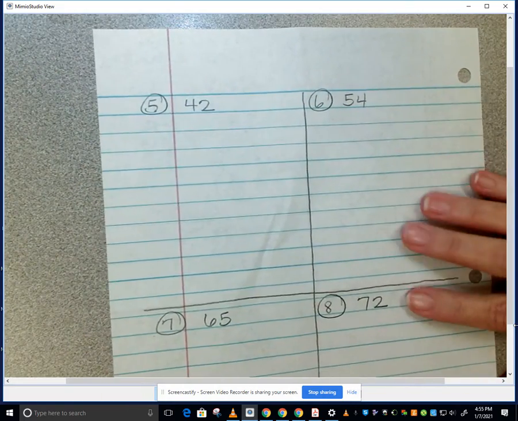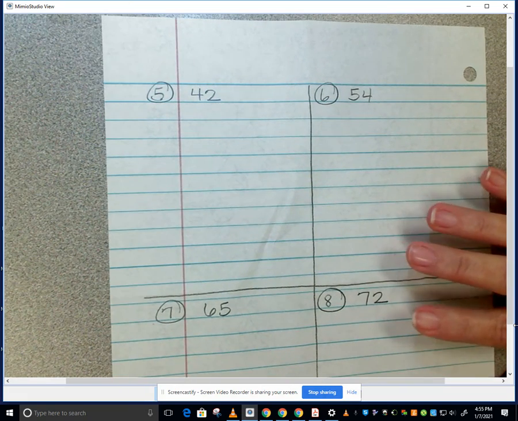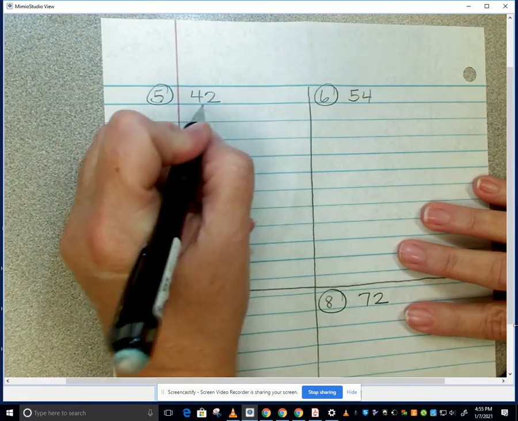All right, let's do another one. Let's look at the number 42. You'll notice my numbers are getting a little bit larger. Let's think about 42.